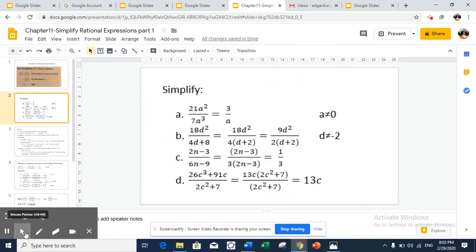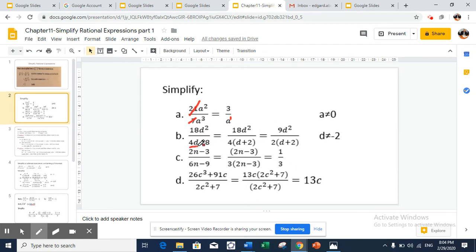More examples, students. Here I can simplify 21 and 7, which remains 3 up, with a square and a cube. So a to the power 1 remains down because 3 minus 2 leaves a to the power 1 down. Here, the condition is that a cannot be 0, certainly. We cannot divide by 0.